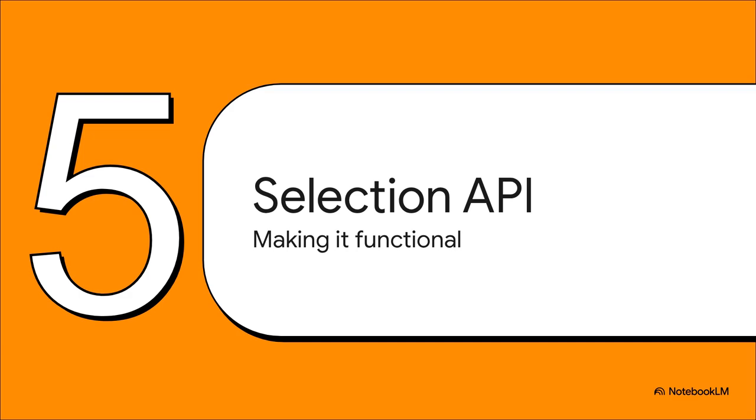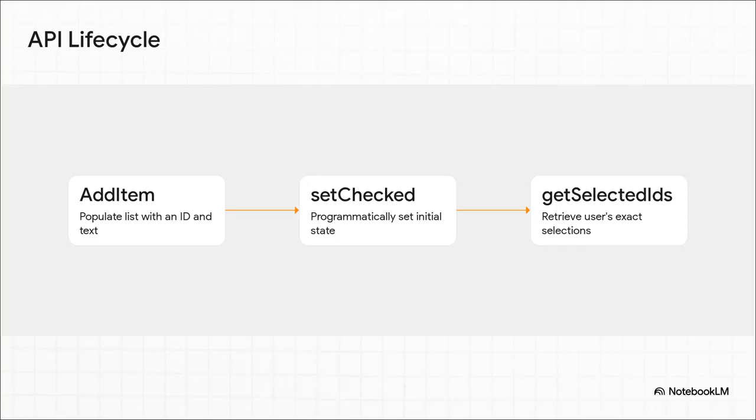Section 5, the Item Selection API. Let's make it functional. This simple 3-step lifecycle shows just how actionable the backend API really is. First, you use add item to populate your list, passing a unique ID and the display text. Second, use checkSet to programmatically set the initial state, which is super handy if you're loading up saved user preferences. And third, when the user finishes, a quick call to get selected IDs gives you exactly what you need. It's so streamlined. Add options, set states programmatically, grab user input, all without parsing through complex view hierarchies.